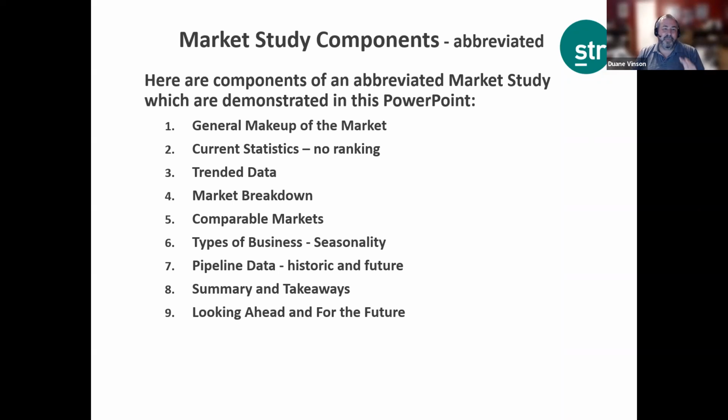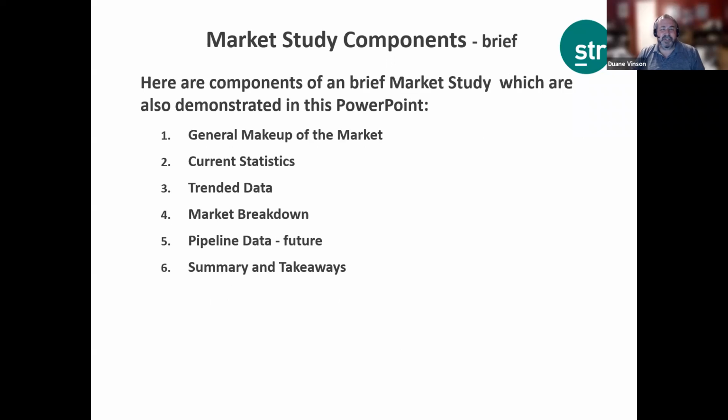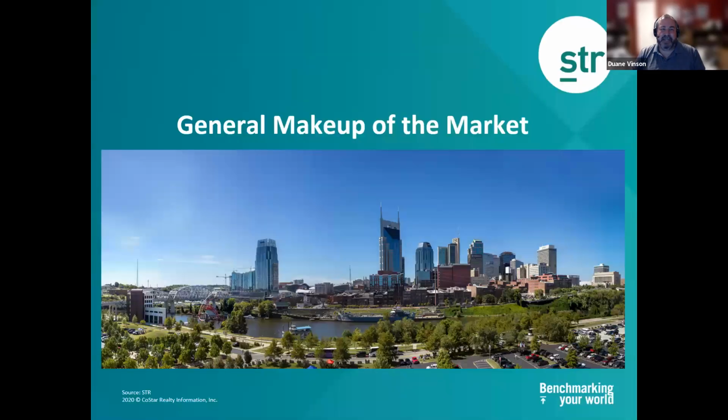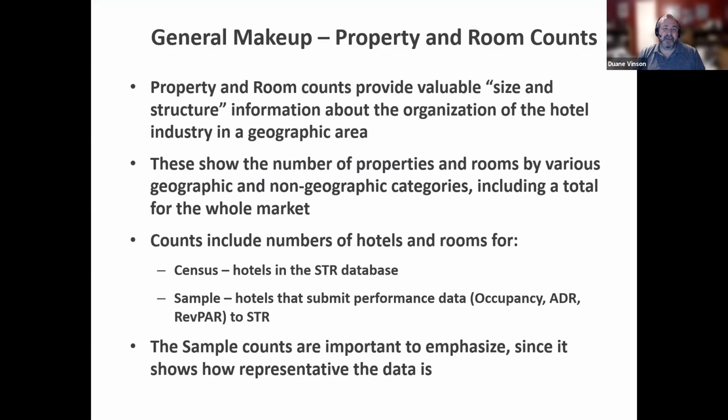A little bit shorter, an abbreviated version. So these are the areas we're going to walk through here in just a few moments. And then there's even a brief version, which is even shorter, which is really just a very high level overview of what's happening in our market. So let's look at the first component that we come to in our market study, the general makeup of the market. We provided you with property and room count information for your markets.